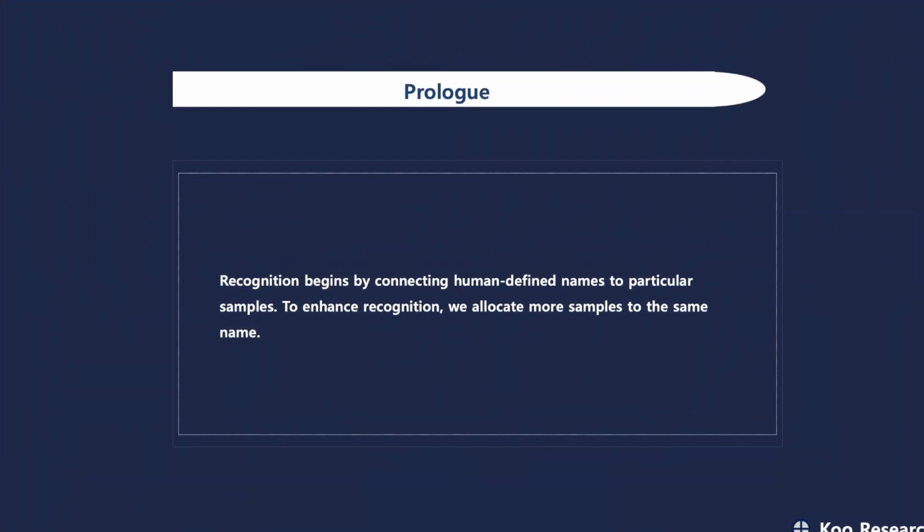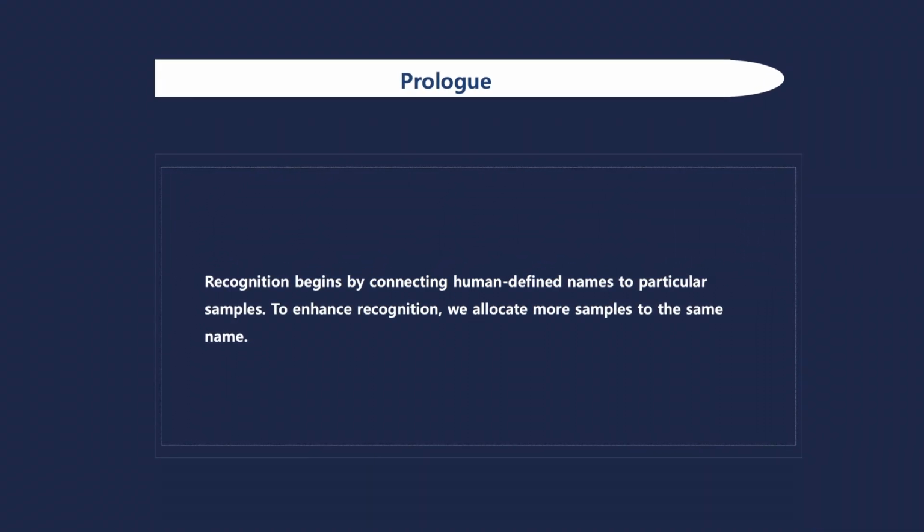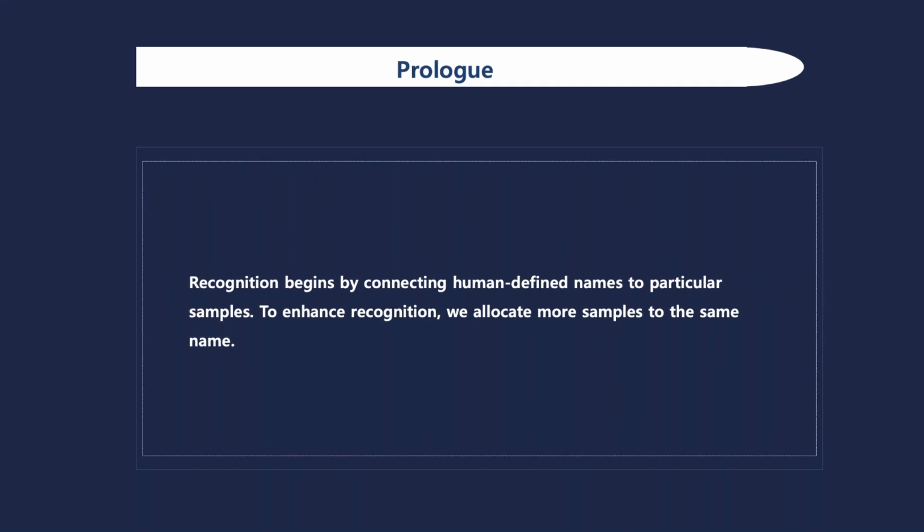Prologue. Recognition begins by connecting human-defined names to particular samples. To enhance recognition, we allocate more samples to the same name.